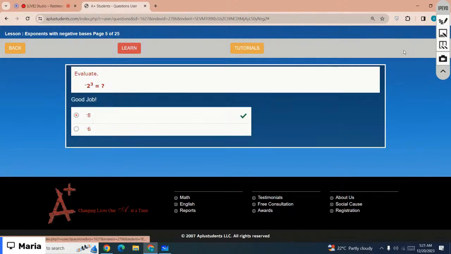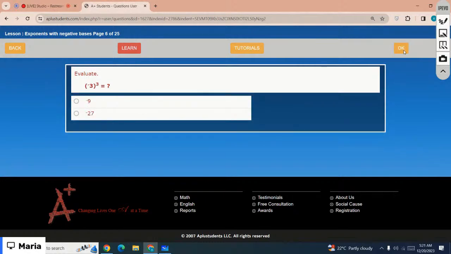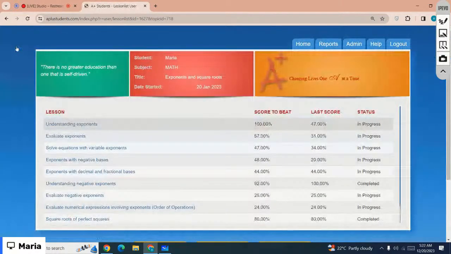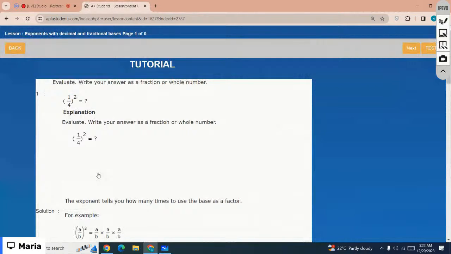Okay, you can complete the lesson by yourself later today. Let me just move on to the next lesson. The next one is exponents with decimal and fractional bases, right? We have done the positive exponents and negative exponents. Now we're going to learn how we evaluate the exponents that are with decimal and fractional bases, right? So let's just start with the lesson that is exponents with decimal and fractional bases.